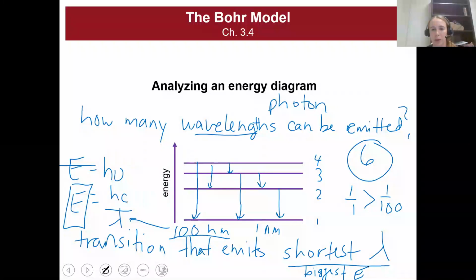Small wavelength, big energy. So the biggest energy transition is this one right here, 4 to 1. There's a lot of energy released when we have that transition, and because there's a lot of energy, that corresponds to a tiny wavelength. So big energy, little wavelength. Okay? Those are the kinds of questions you might get for these energy diagrams, and that's good for you to know because it will come up on quizzes and exams.